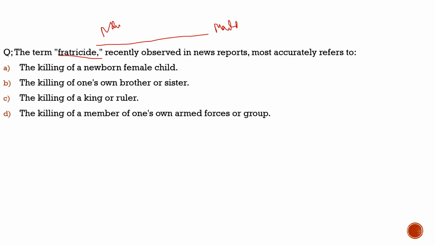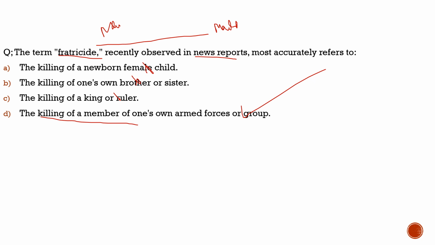So let's solve the question and get more idea about it in a concrete way. The question says the term fratricide recently observed in news reports most accurately refers to the killing of a newborn female child. No, that is female feticide. The killing of one's own brother and sister, totally incorrect. The killing of a king or ruler, incorrect. Fourth, the killing of a member of one's own armed forces or group, 100% correct. This is what we can most accurately relate it to.